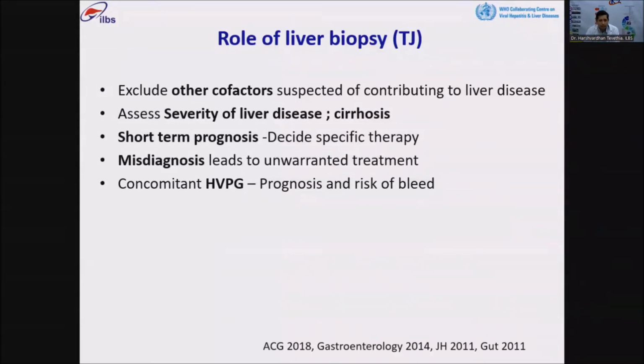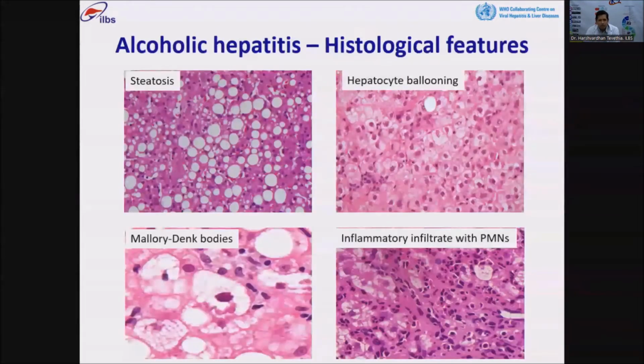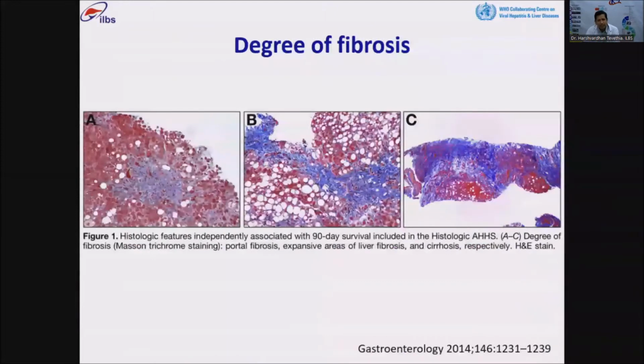Also, when you're doing a liver biopsy in such patients, especially at our center, we also look at the hepatic venous pressure gradient, also called HVPG. HVPG, once measured in a case of alcoholic hepatitis, has a lot of role in deciding the future course of treatment, even sending certain patients for liver transplant, and also the risk of variceal bleed in this group of patients. These are some of the common liver biopsy findings that you see, which include steatosis in the spectrum I had mentioned, hepatocyte ballooning, Mallory-Denk bodies, inflammatory infiltration with polymorphonuclear cells, as well as the degree of fibrosis.